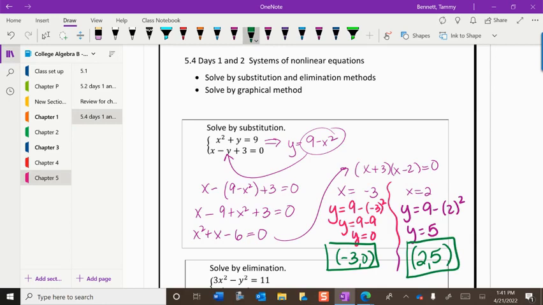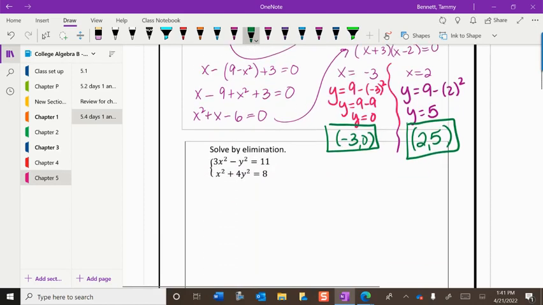Make sure that checks in the second equation. We pulled the answer from the first, so look at the last one. So negative 3 for x, 0 plus 3 is 3... 0 minus negative 3 plus 3 is 0, that checks. And then 2 minus 5 is negative 3, plus that 3 is 0, so they both check. You can also check by graphing. We'll do that on the next one to verify.